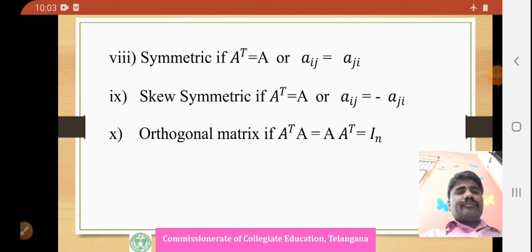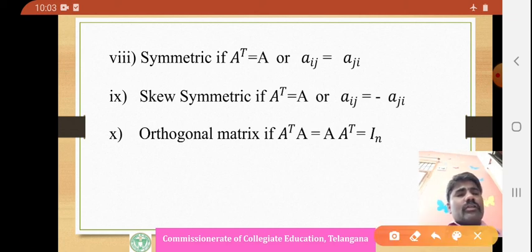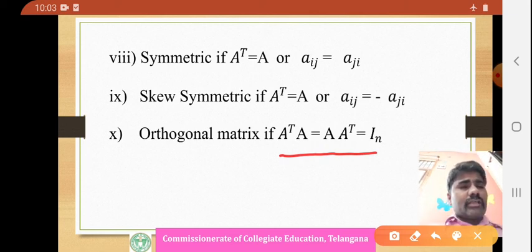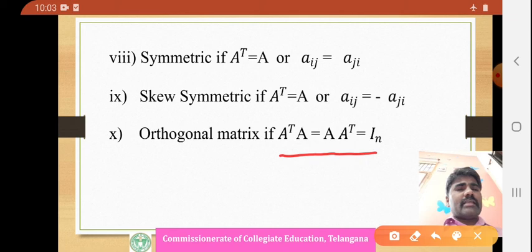Now we can take the orthogonal matrix. A square matrix A is said to be an orthogonal matrix if A into A transpose equals I. The multiplication of A into A transpose equals the identity matrix. Then we say that the matrix A is an orthogonal matrix.